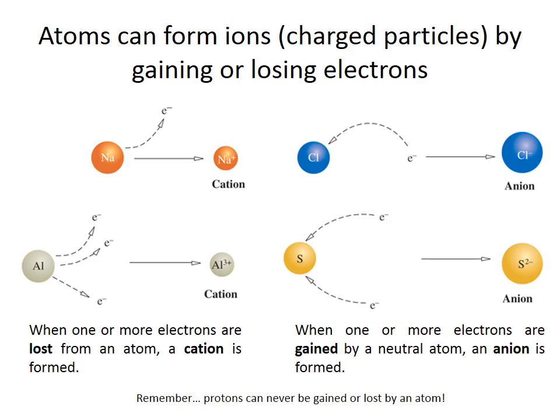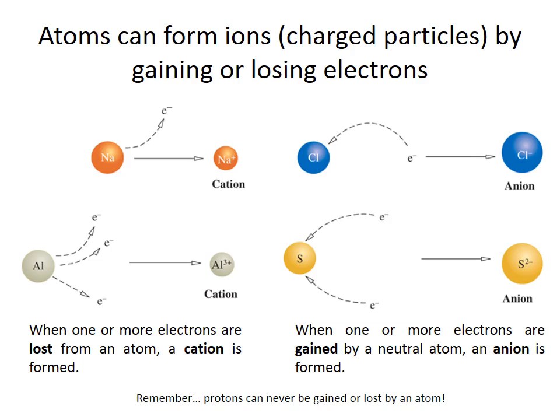On the left, we see chlorine. Chlorine can gain an electron. Because it has more electrons than protons, it has a negative charge. And sulfur can gain 2 electrons. It has more electrons than protons, and therefore it has a -2 charge. And negatively charged ions we call anions.